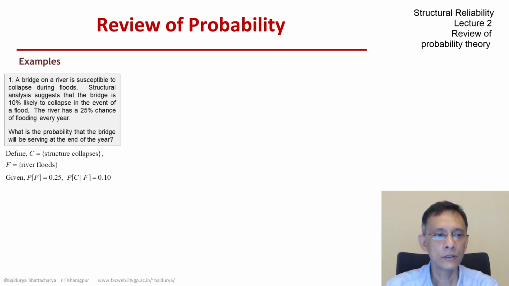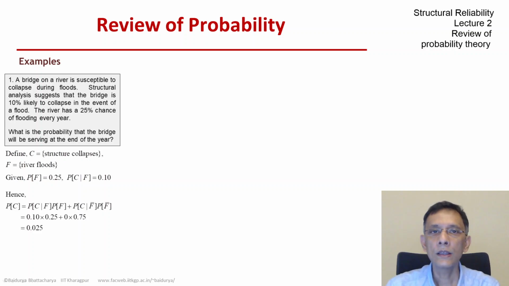The information given for the two probabilities is P of F is 0.25 and P of C given F is 0.1. So we invoke the theorem of total probability. Our partition is F and F bar, and C given F is already known. C given F bar, we assume it is 0. There is no further information in the problem, so it's reasonable to assume that there is no other hazard, and if there is no flood, the structure doesn't collapse for sure.